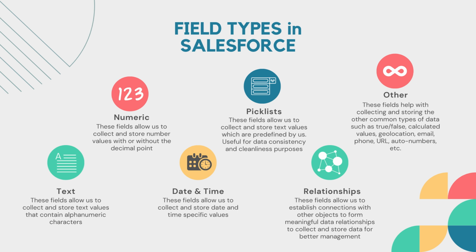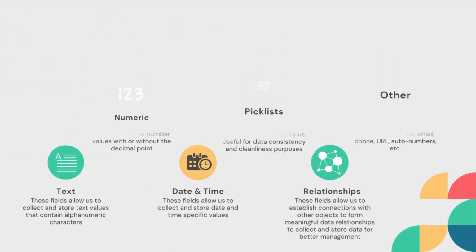Relationships. These fields allow us to establish connections with other objects to form meaningful data relationships to collect and store data for better management. Other. These fields help with collecting and storing other common types of data such as true or false, calculated values, geolocation, email, phone, URL, auto numbers, etc. Now let's take a closer look at these field types to understand the variants of each.